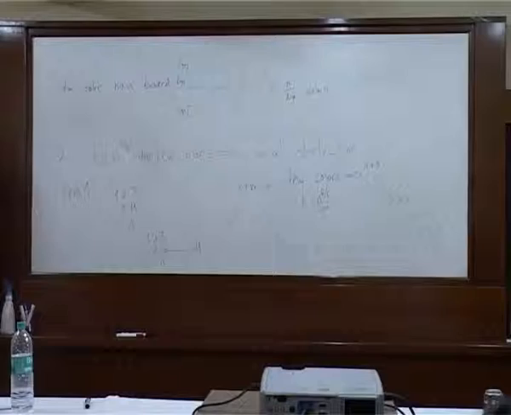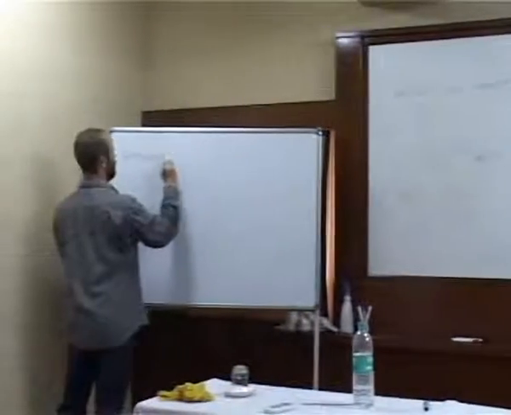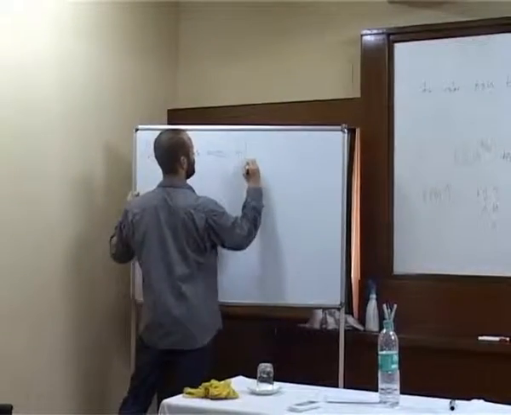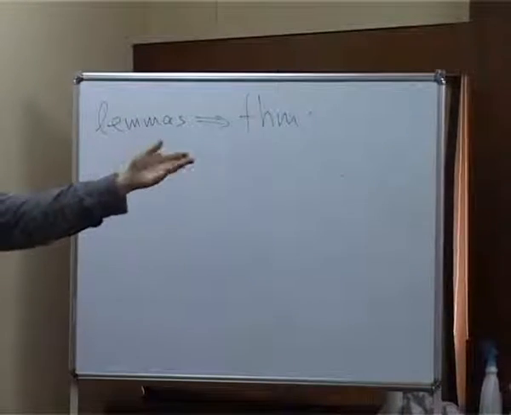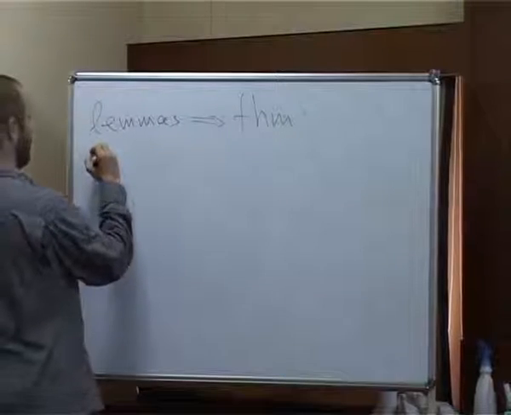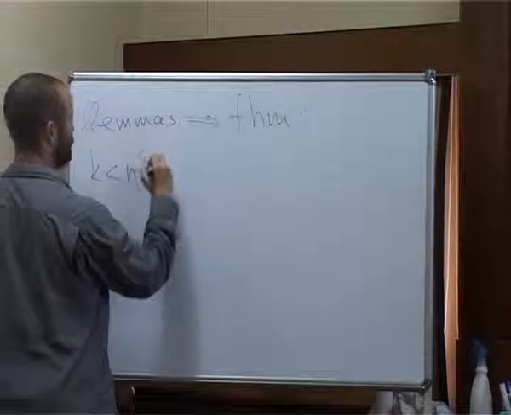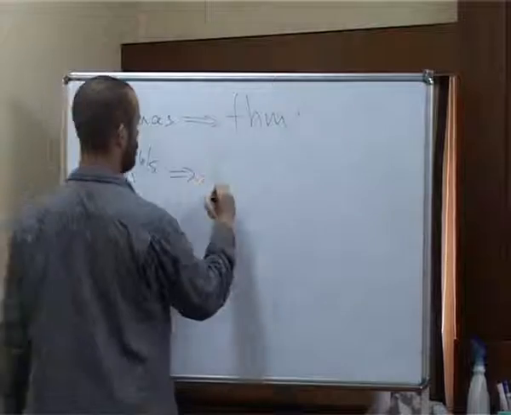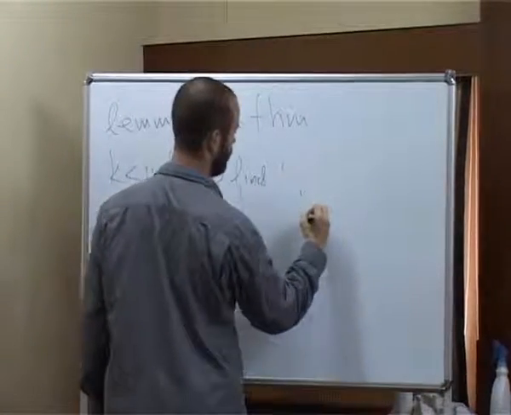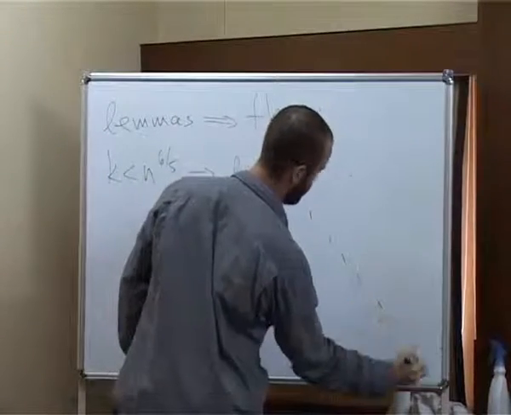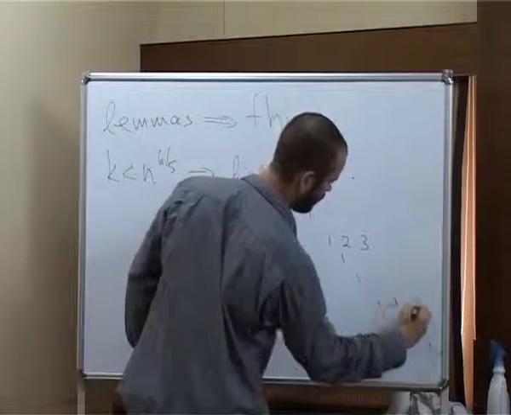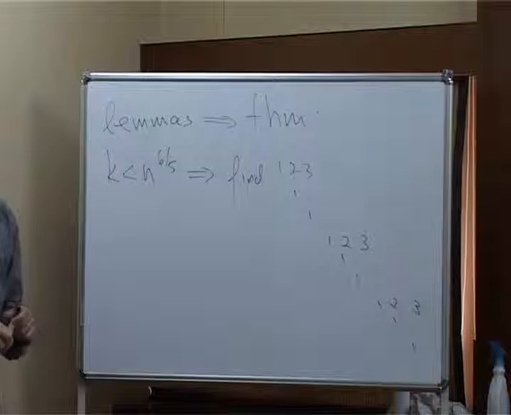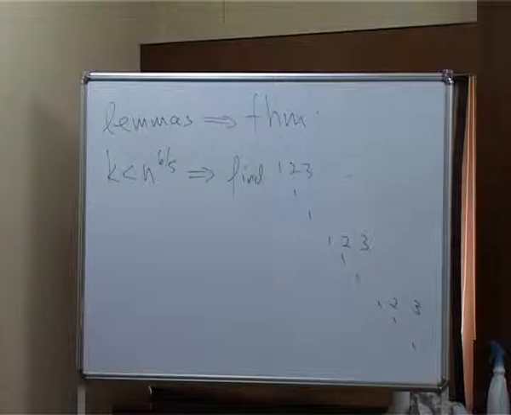So the lemmas imply the theorem in a very, very simple way. If k is smaller than n to the 6 over 5, then we find this thing. And this is the second lemma. Inside the board, we found some subboard with this structure.